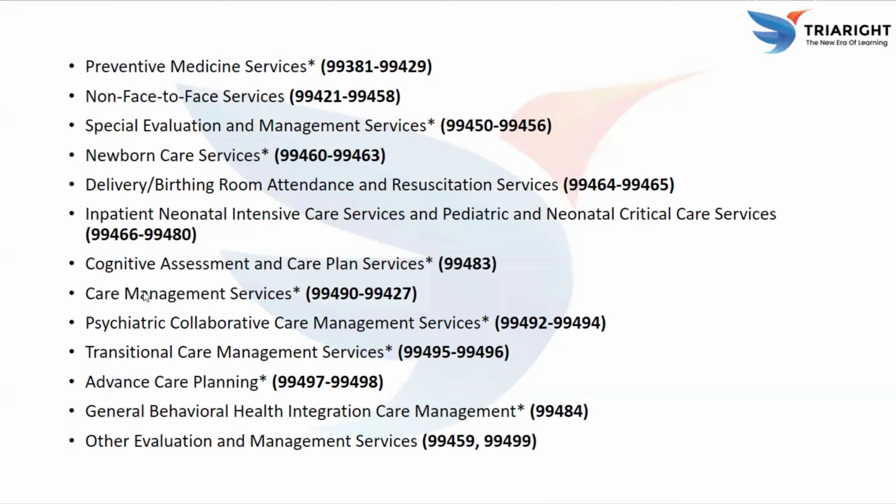And coming to care management services, they focus on chronic condition management and care coordination over time. They include both chronic care management as well as principal care management. They are often billed monthly. Then psychiatric collaborative care management services. The code ranges are 99492 to 99494. This is team-based mental health care. It involves the primary care provider, behavioral health specialist, and care manager. An example is depression managed collaboratively in primary care.